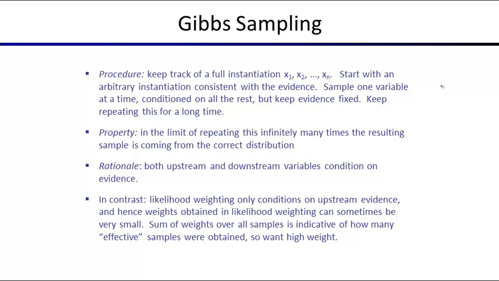Okay, what's the procedure? You keep track of a full instantiation, x1 through xn. You can start with an arbitrary instantiation, as long as it's consistent with the evidence. But the evidence will always be consistent. Then you start cycling over your variables one at a time, and you condition on all the rest and compute the distribution for that variable.